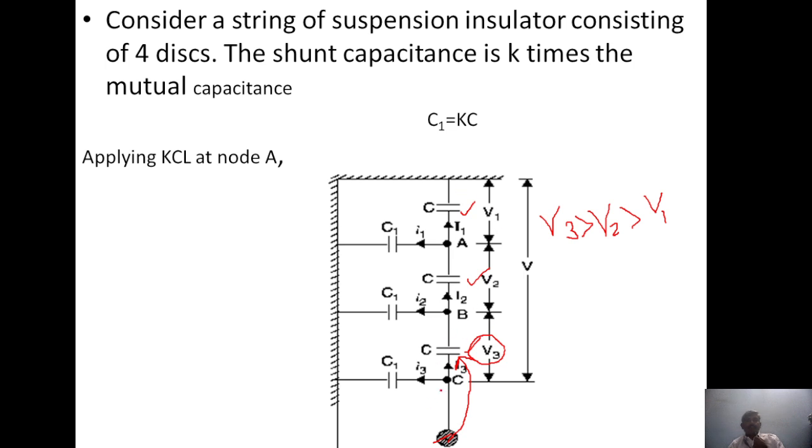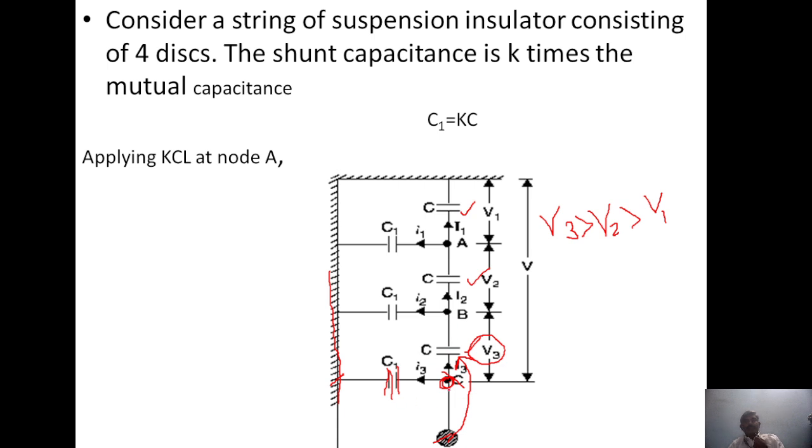Now look at the formation of capacitors. This is the insulator pin, and this is the earth, that is your tower. There is a metal and a metal, so it acts as a parallel plate, and a capacitor will be formed. That capacitor you take as C1.